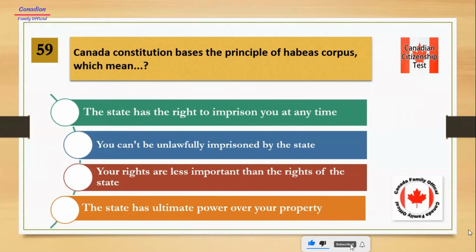The Canadian Constitution bases the principle of habeas corpus, which means: Number 1 the state has the right to imprison you at any time. Number 2 you can't be unlawfully imprisoned by the state. Number 3 your rights are less important than the rights of the state. Number 4 the state has ultimate power over your property. And the answer is you can't be unlawfully imprisoned by the state.